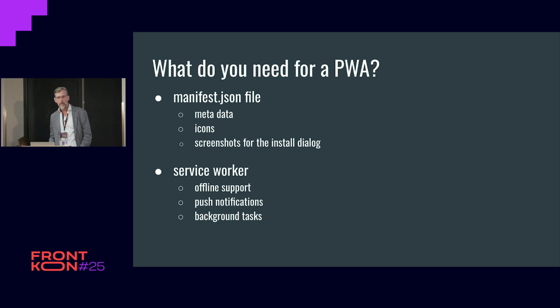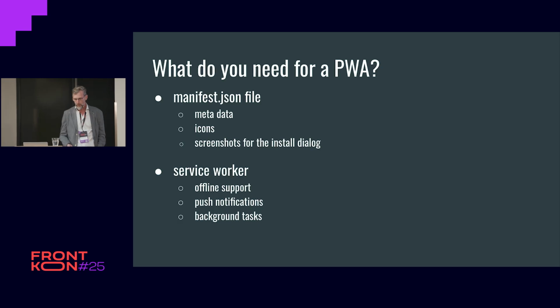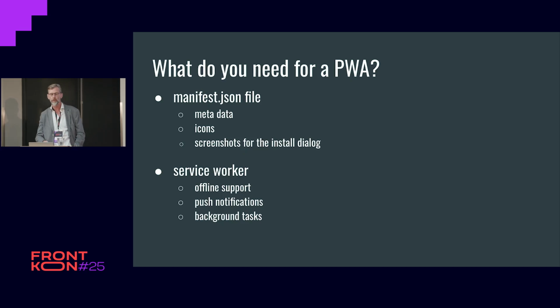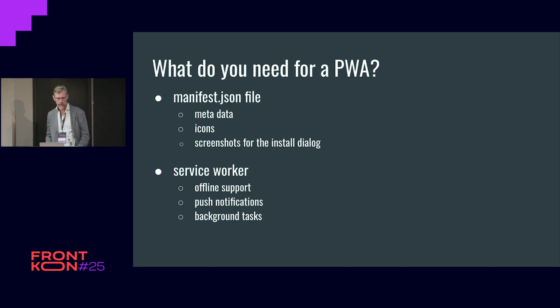If you want to turn your web app into a progressive web app, there are basically two main components that you have to add. There's the manifest.json file and there's the service worker. The manifest.json file is basically like a regular JSON file. It contains metadata of your web app. For example, the icons: if you install it to your phone or your tablet or desktop, there's an icon on the home screen, and you can define which icons will be used in the manifest.json file.